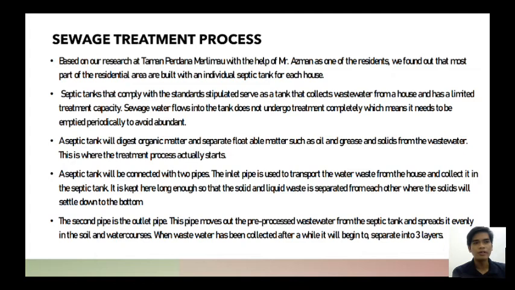It is kept here long enough so that the solid and liquid waste is separated from each other, where the solids will settle down at the bottom. The second pipe is the outlet pipe. This pipe moves out the pre-processed wastewater from the septic tank and spreads it evenly in the soil and water courses. When wastewater has been collected after a while, it will begin to separate into three layers.